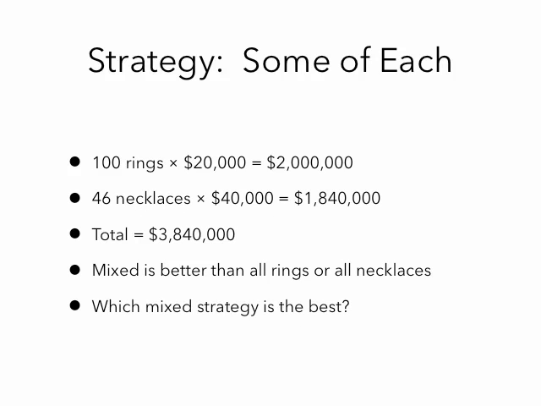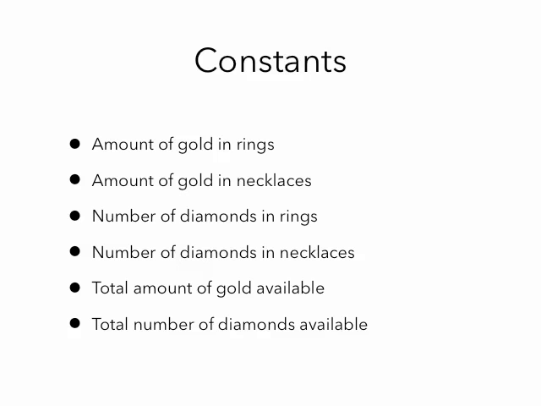We figure out the total money. 100 rings times 20,000, 46 necklaces times 40,000. Put it all together is 3.84 million, which is better than all rings or all necklaces. But we just guessed that 100 rings was where we wanted to start. And who says that's the right amount? So let's take a look at how we can analyze this and figure out exactly what the best strategy is.